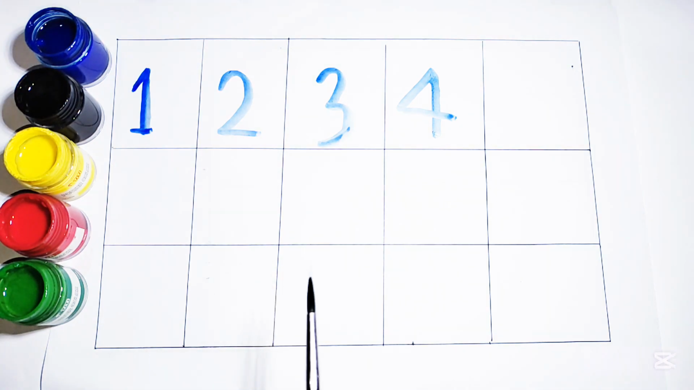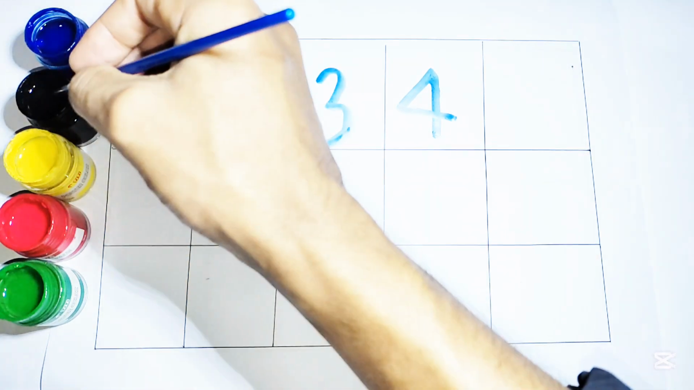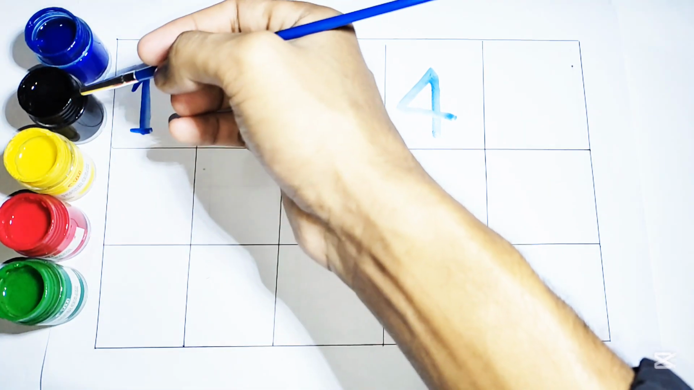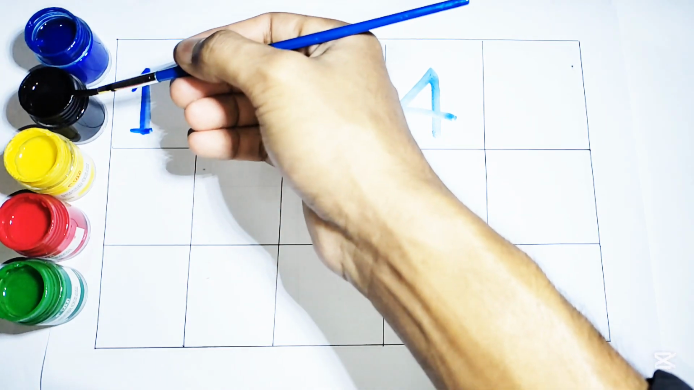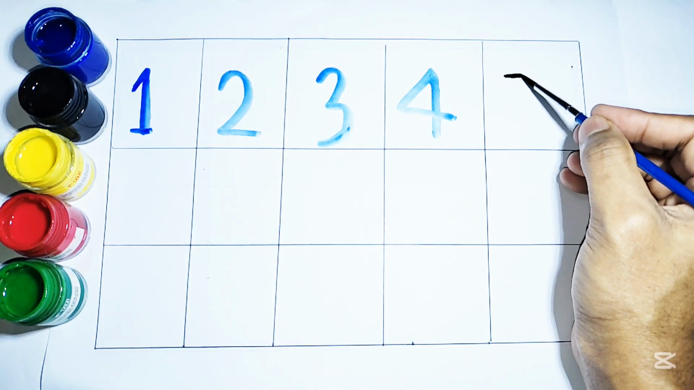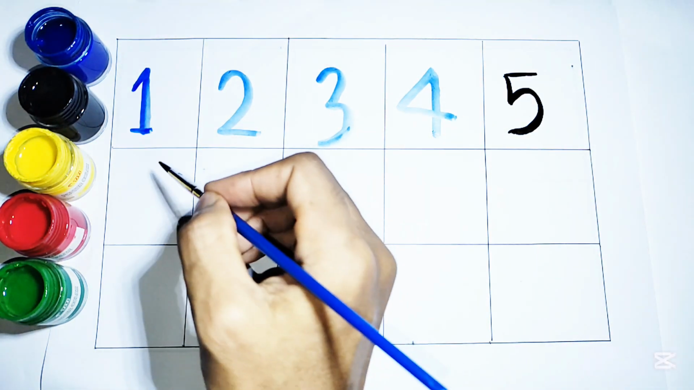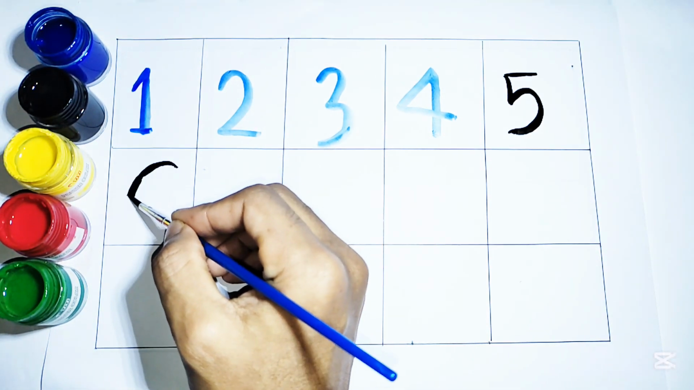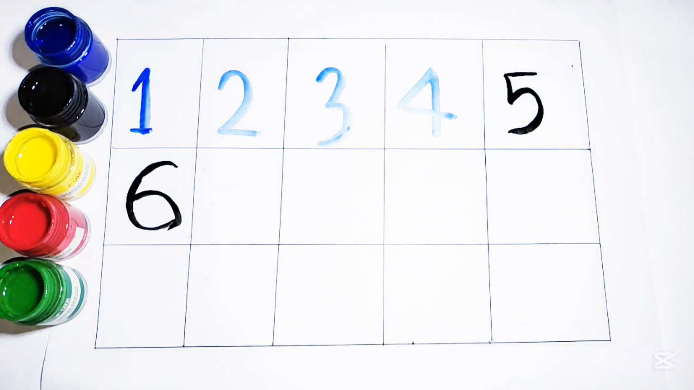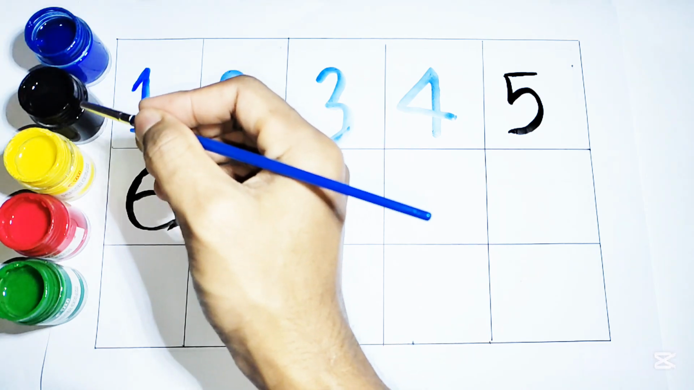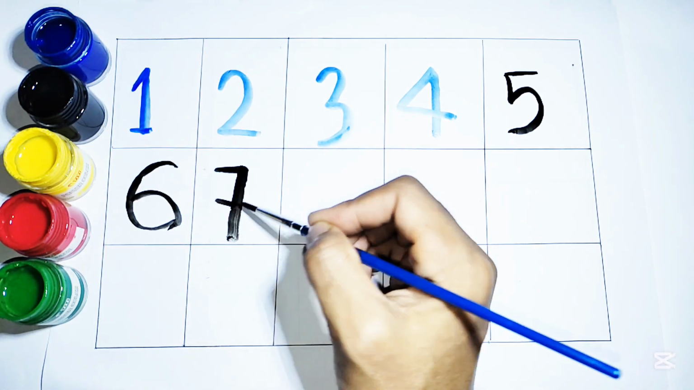And now we use black color. Now we use black color and draw the number of 5. The next one is 6. S-I-X, 6. Kids, now we draw the number of 7. We again use black color and draw 7. Now we draw the number of 7.